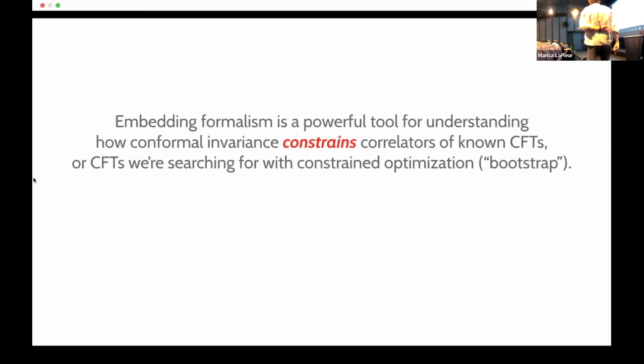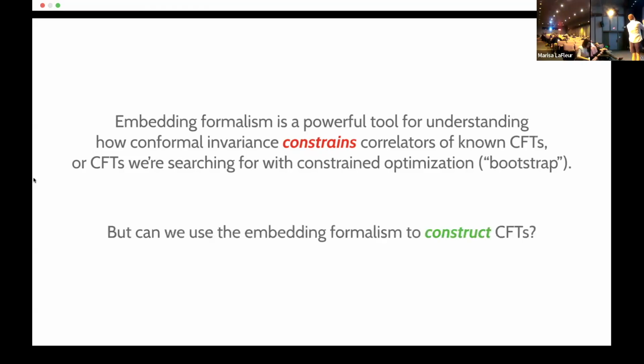The embedding formalism is a powerful tool for understanding CFTs, understanding how conformal invariance constrains correlators of known CFTs, or CFTs we're searching for with constrained optimization. People in my community call that bootstrap. The bootstrap is an extensive and important program to try to understand CFT better. But from a practical ML perspective, it's constrained optimization. Okay, so they're solving a constrained optimization problem that's very important physically, and all of this embedding formalism shows up there.